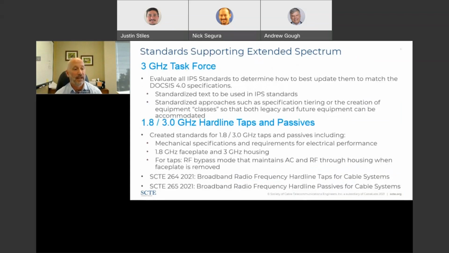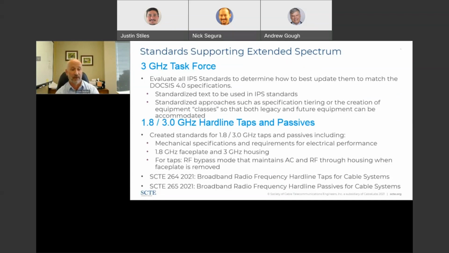Going to the next slide, we have 2 working groups focused on supporting extended spectrum. The 3 gigahertz task force, which I just mentioned, looked at all the existing cable standards that reference spectrum, and that group recommended how best to update the existing documentation to support 3 gigahertz.